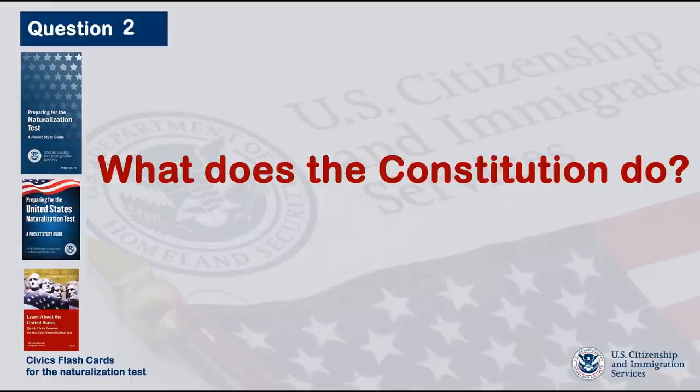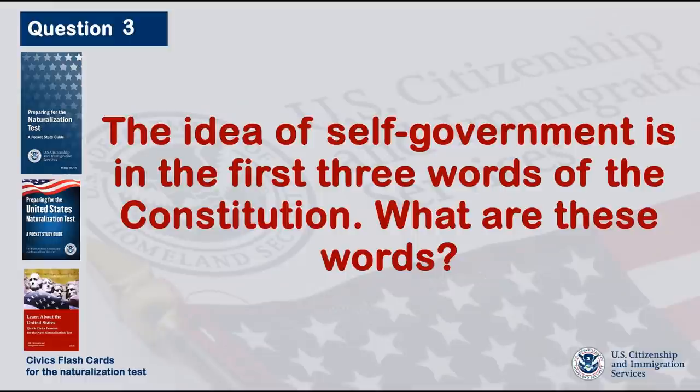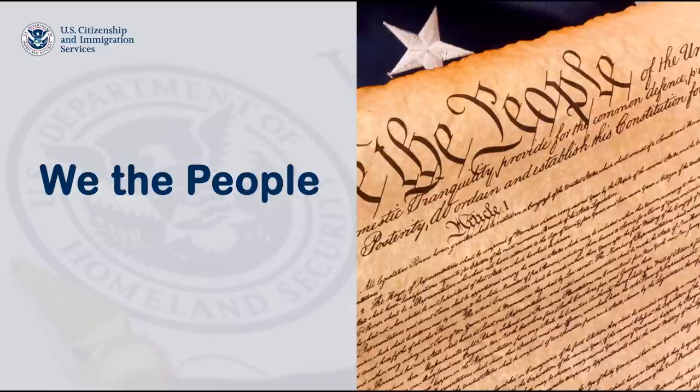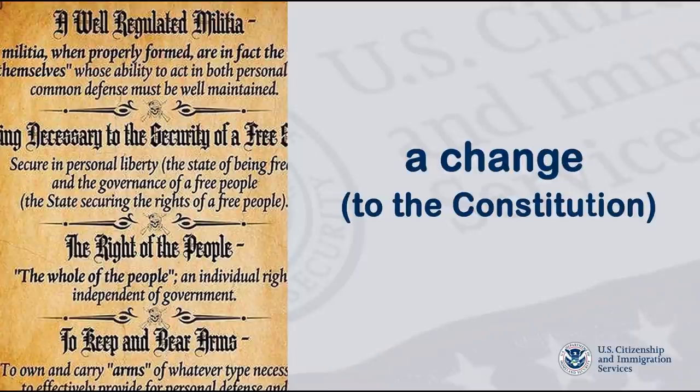What does the Constitution do? Sets up the government. The idea of self-government is in the first three words of the Constitution. What are these words? We, the people. What is an amendment? A change to the Constitution.